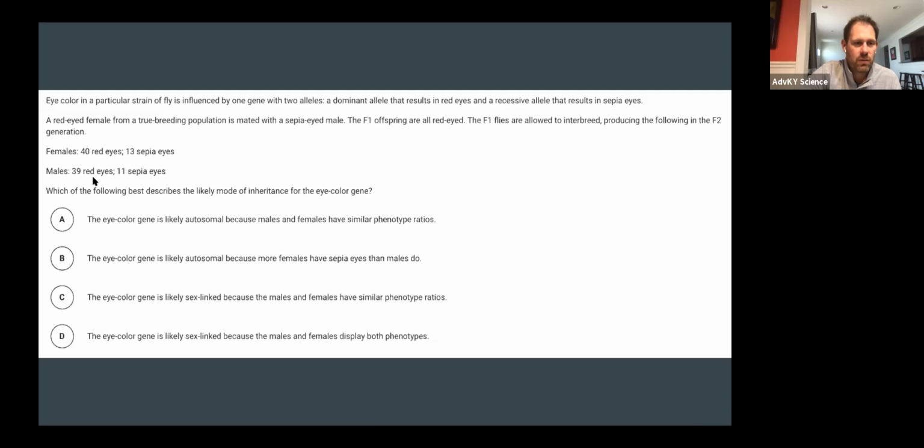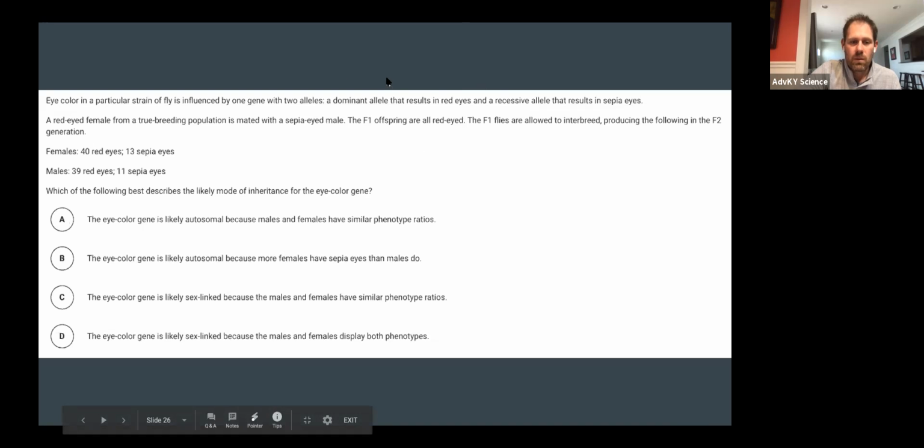So based on the fact that those ratios are fairly even, as most of you are saying in the poll there, this would be autosomal. Okay, so if it's autosomal, more females do not have the sepia eyes than males do, in a ratio that matters. There's two more, but this doesn't really matter. So because those phenotype ratios are very similar, it's probably an autosomal trait for eye color. Okay, everybody did a good job with that one.